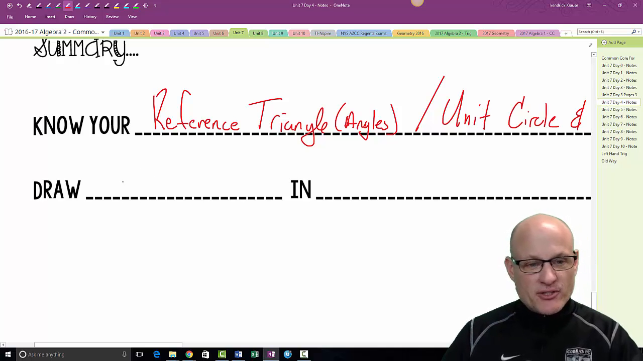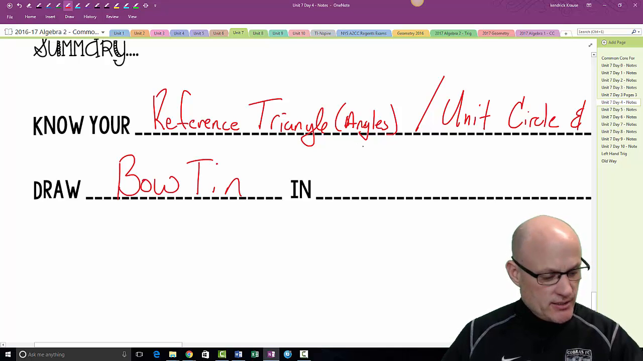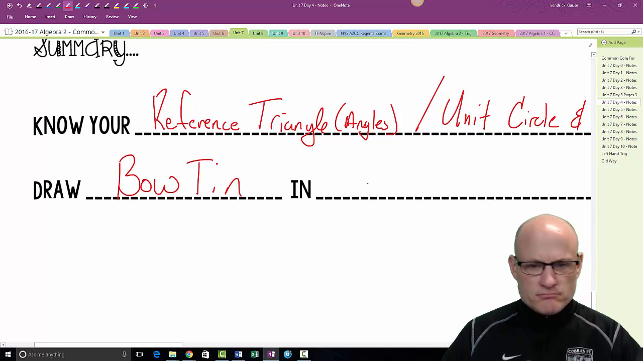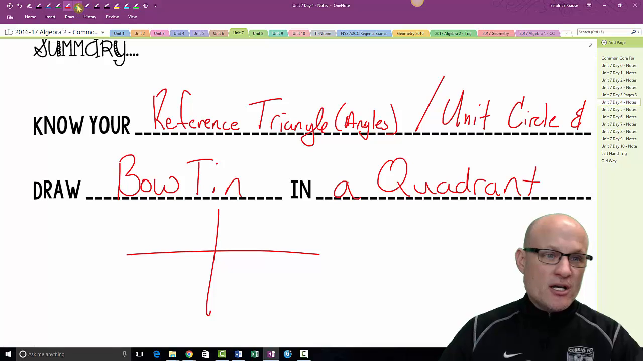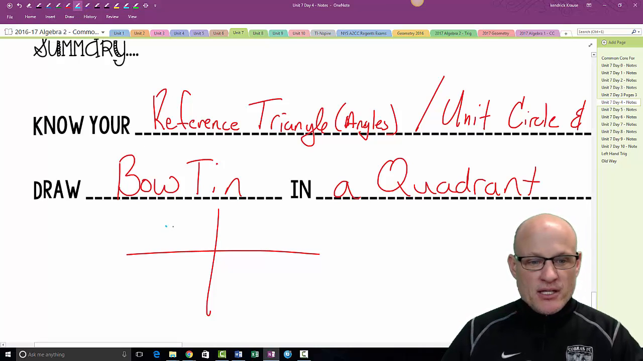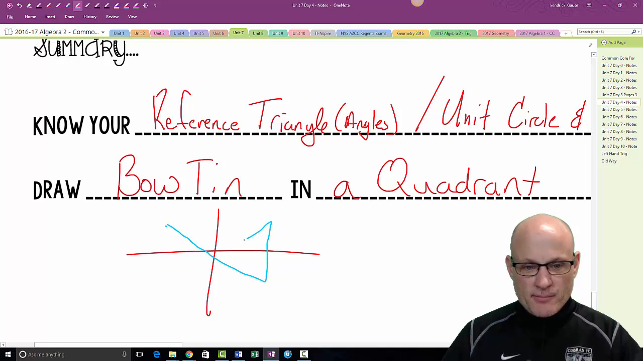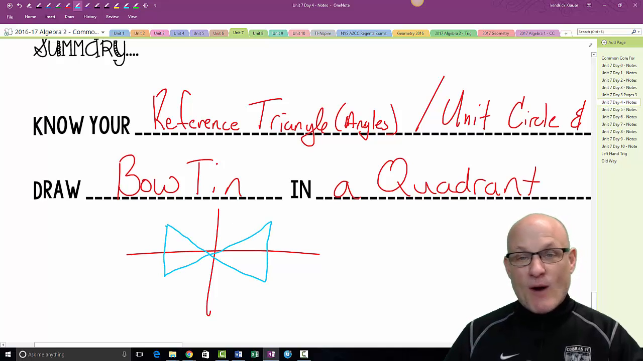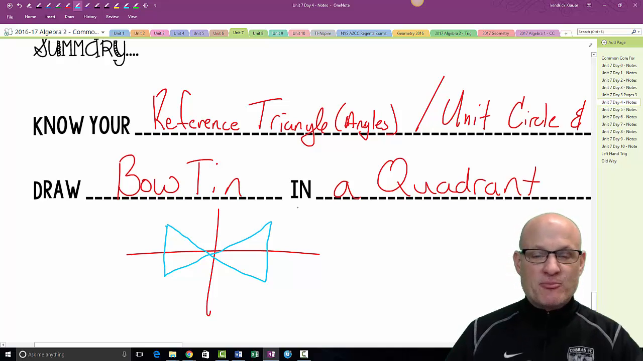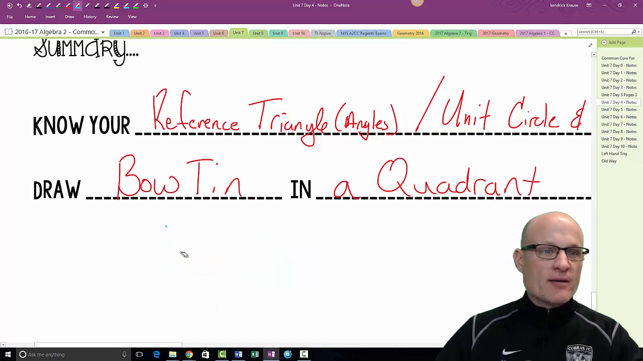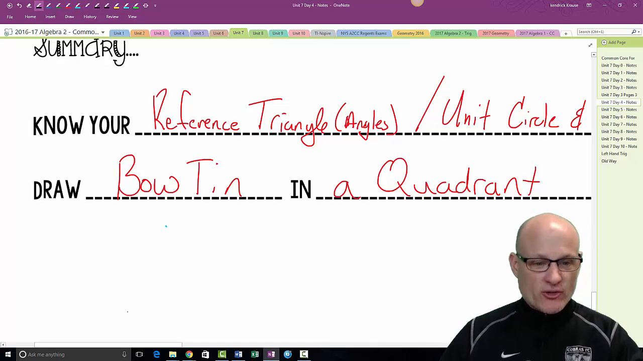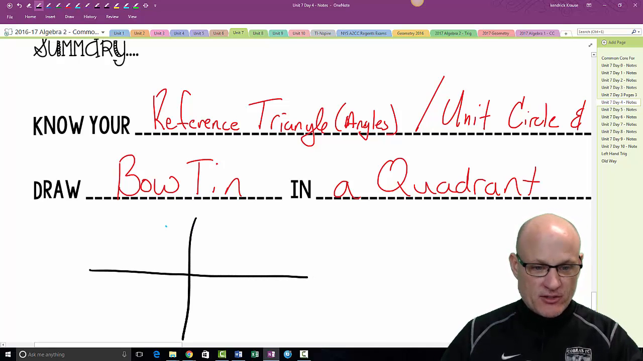So oftentimes we'll have some teachers that will say, hey, draw a bow tie in a quadrant. This is what Miss Newman wrote down. I'm not exactly sure what she's getting at. She says draw a bow tie. So she does this, draw a bow tie. So there's my bow tie. Now, why do I draw a bow tie? A bow tie gives me 4 reference triangles. Now, that's actually a very horrible drawing. So based on my crazy fingers drawing, you probably thought, oh, that might be pretty good. But let's see if I can make this better.